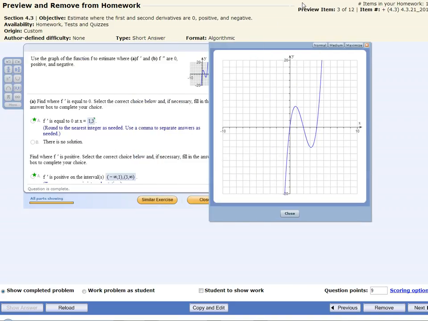Okay, so let's take the first derivative first here. Somebody estimate. What do you think? Where is the first derivative going to equal 0, roughly? What x value? 2, so that's right there. Oh, I think that might be 1, 3. Yeah, 1 and 3. Okay, there you go. 1 and 3. Good.